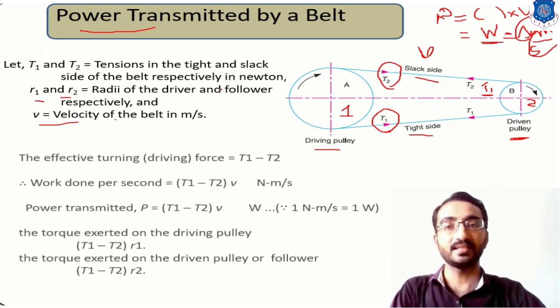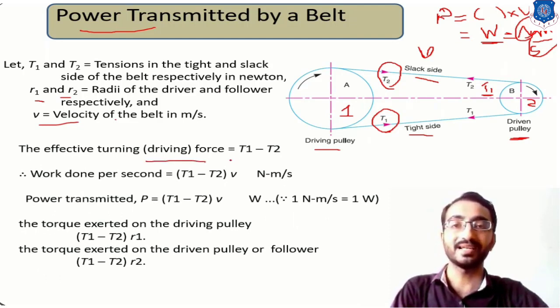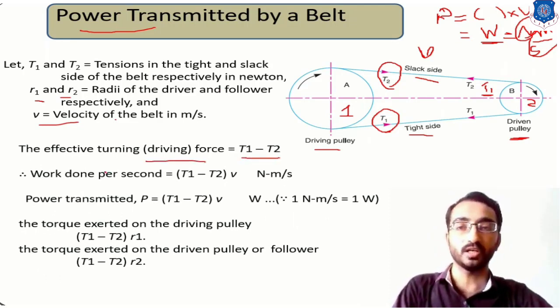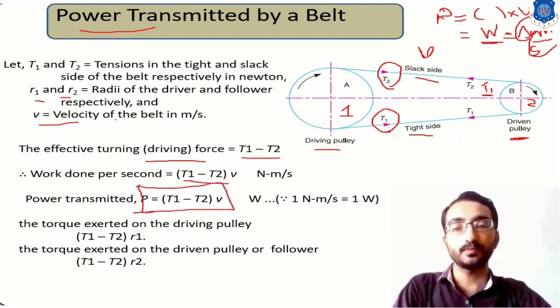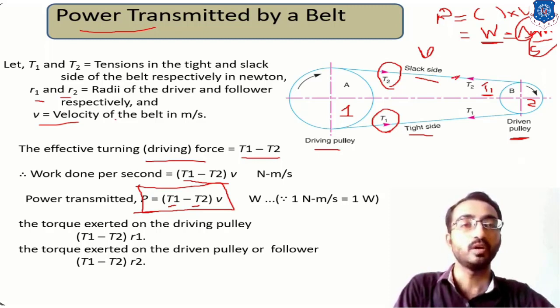Let's consider the effective change in force, that is the difference of force, T1 minus T2. Now the work done per second is (T1 minus T2) into velocity. The amount of work produced by the difference of belt tension, T1 minus T2, into V, is termed as power transmission per second. So the power transmitted from the driving pulley to the driven pulley depends entirely on the belt tensions. How much difference between tight side and slack side belt tension we can accommodate in any belt drive gives us the amount of power that we can transmit with the help of that belt drive.